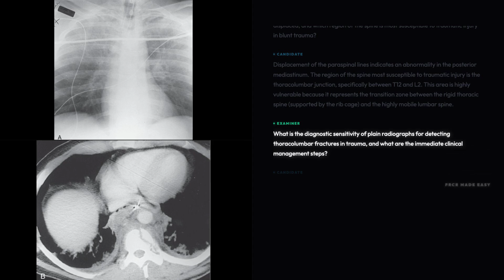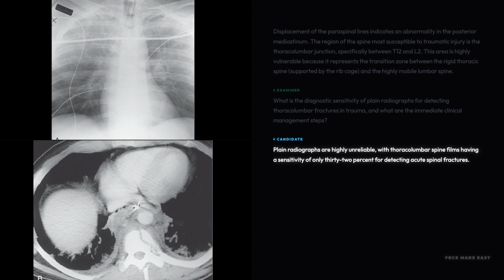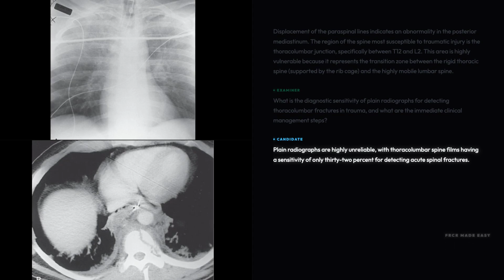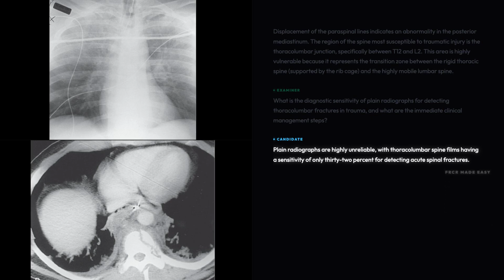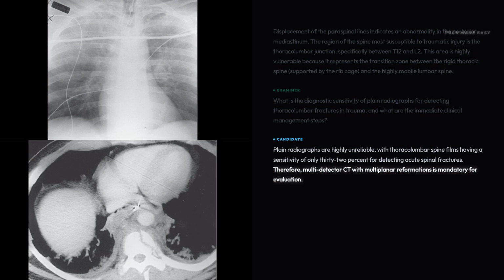What is the diagnostic sensitivity of plain radiographs for detecting thoracolumbar fractures in trauma, and what are the immediate clinical management steps? Plain radiographs are highly unreliable, with thoracolumbar spine films having a sensitivity of only 32% for detecting acute spinal fractures. Therefore, multi-detector computed tomography with multiplanar reformations is mandatory for evaluation.